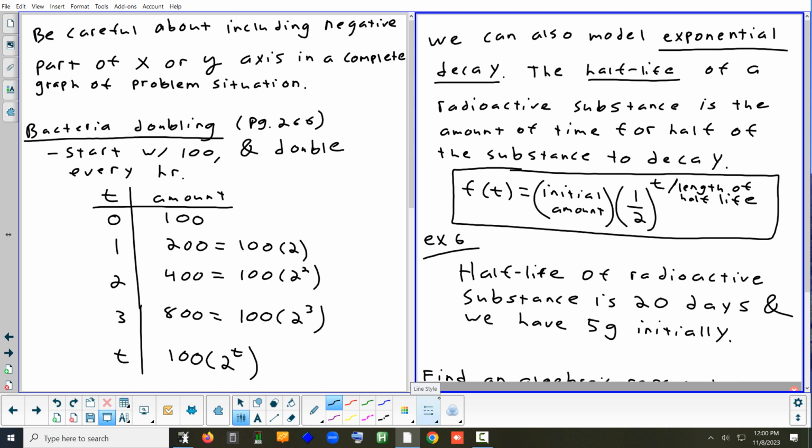No, you're right. It never reaches 0. Eventually, it gets so small that it's insignificant, or it reaches a threshold where, if it's radioactive, it's not as harmful. But it never goes away completely. It's always there a little bit.